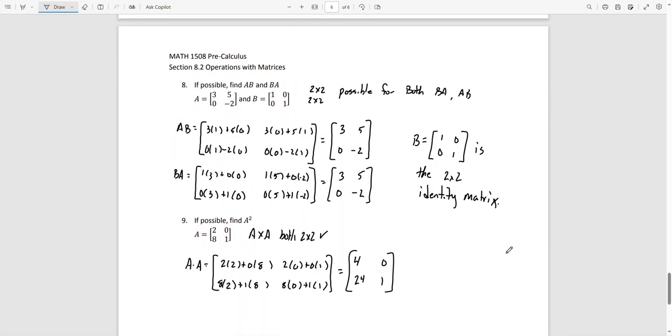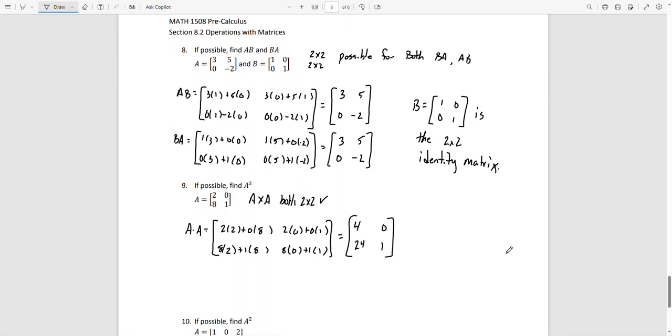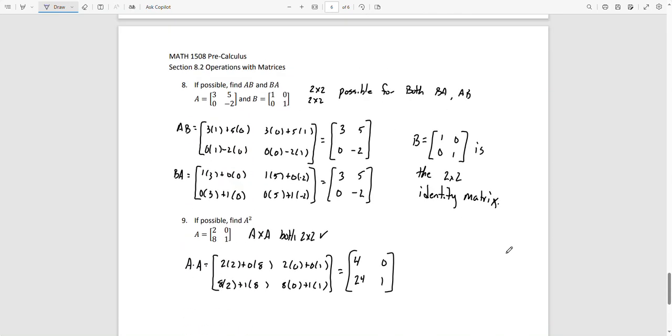Let's just wrap this up. Here we go. Last two examples. Oh my goodness, we have more examples down here. Oh, the last one's really fun. If possible, find AB and BA. They are both 2 by 2 matrices, so we know the order is possible for both. This time, I just used the A and B as they were typed. Row 1 of A, column 1 of B, row 1, column 1.